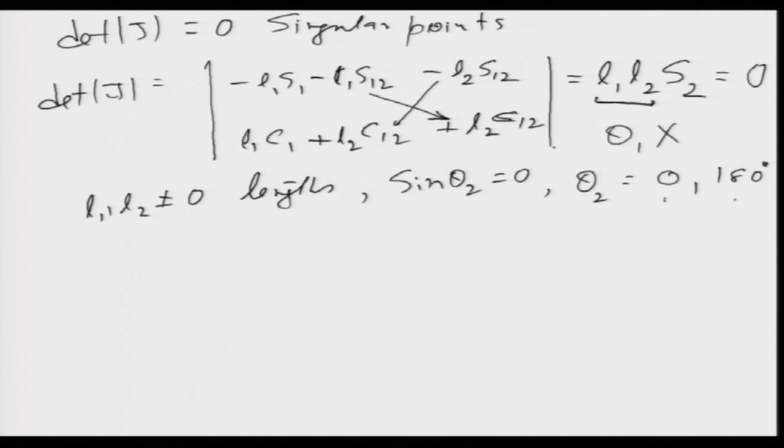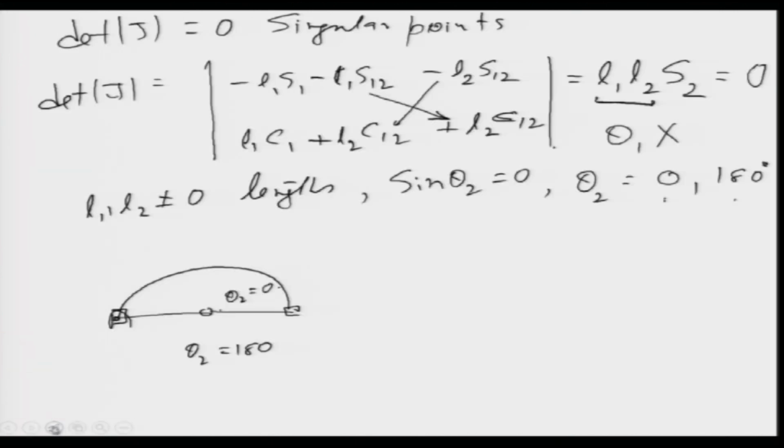Now, if I were to draw it, what would it look like? So, this is my 2-link arm. Theta 2 equal to 0 would mean that it is completely stretched like this. So, theta 2 is 0 degrees in one position, and theta 2 equal to 180 is the other position, which means it is completely folded like this. So, it is somewhere here. One of the singular points is here and the other one is there.